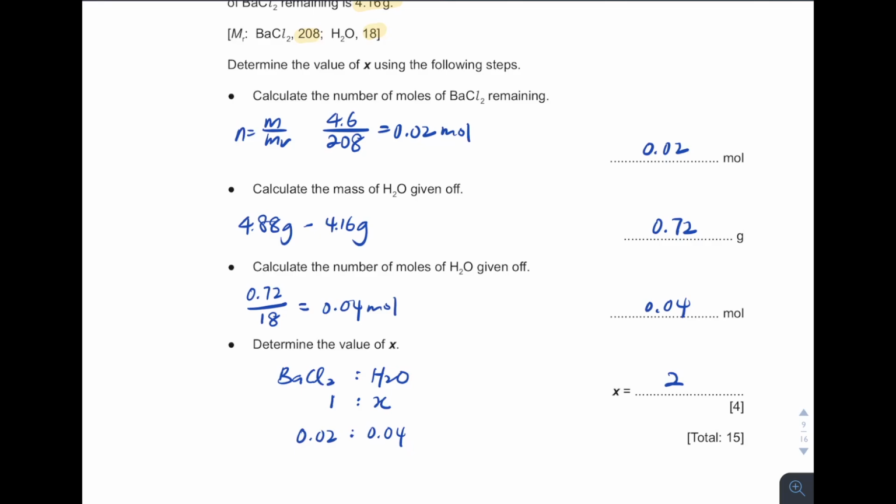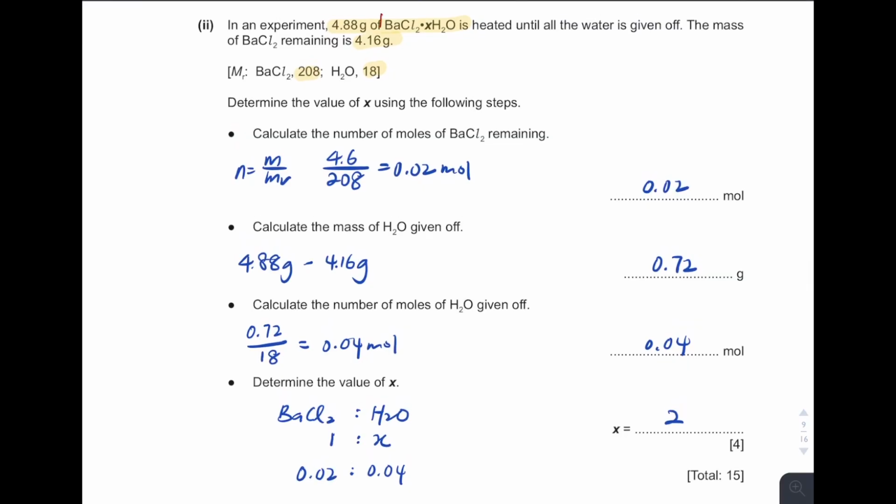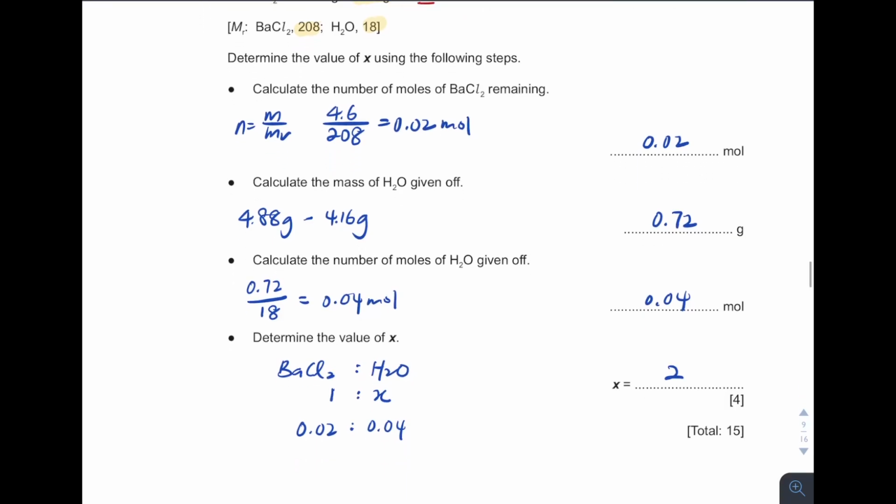And after that, look for X. You compare the ratio. Given here already, you just compare the ratio. This is given 1 over here, 1 to X. So eventually you will get 0.04.